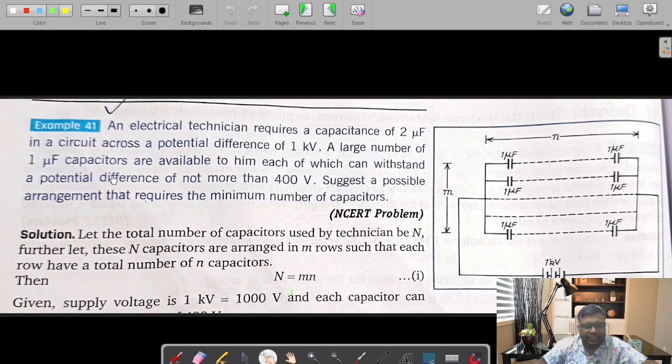A large number of 1 microfarad capacitors are available to him, each of which can withstand a potential difference of not more than 400 volt. You can see in the figure, a large number of 1 microfarad capacitors are available to him, and the voltage across this 1 microfarad capacitor should not be more than 400 volt. And we have to suggest a possible arrangement for this problem that requires the minimum number of capacitors. So now we will proceed for the solution.